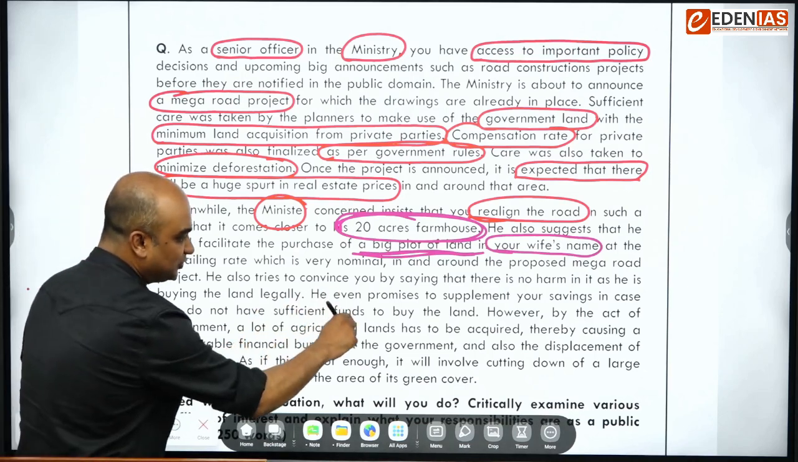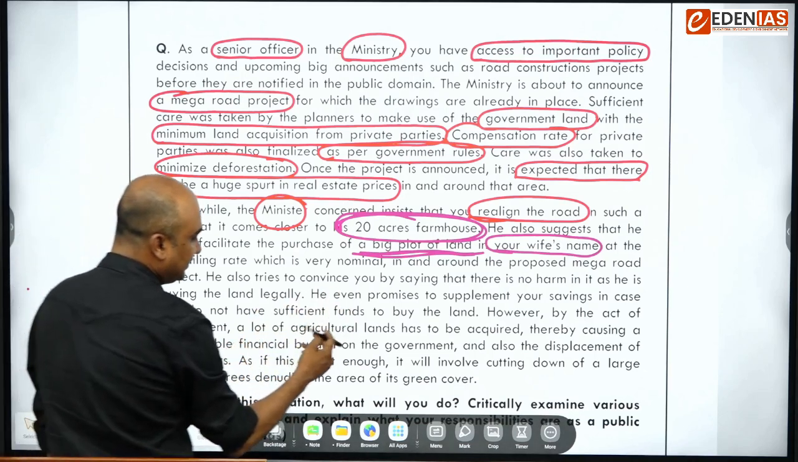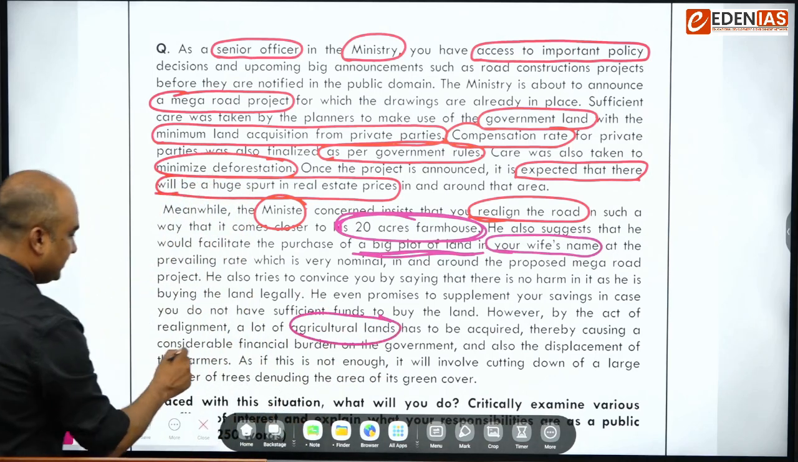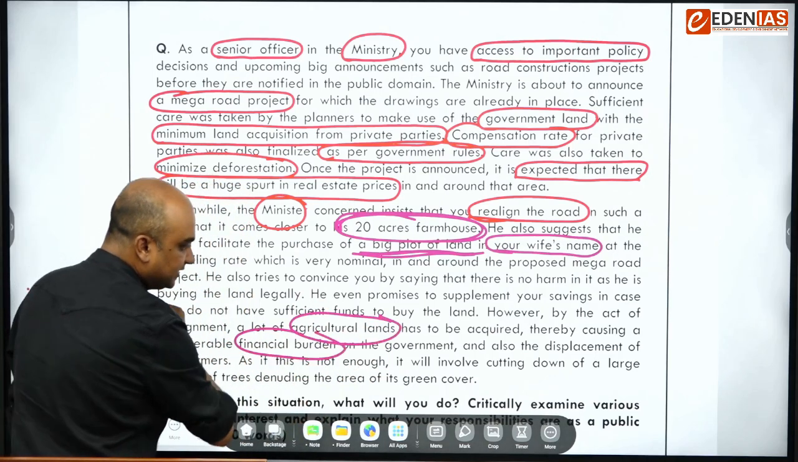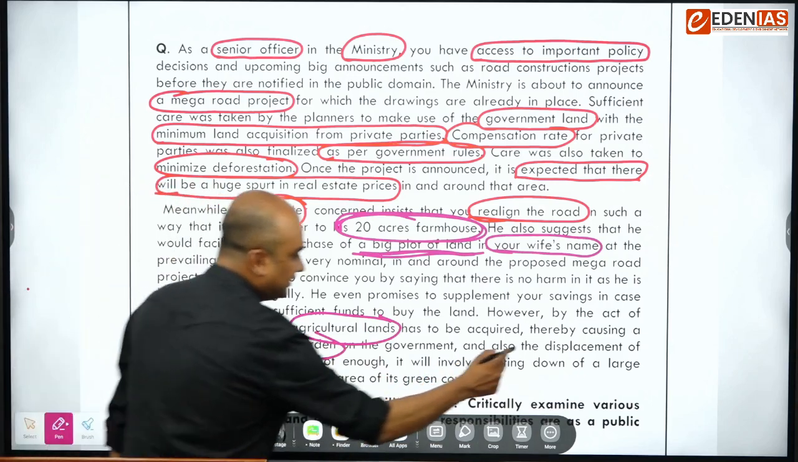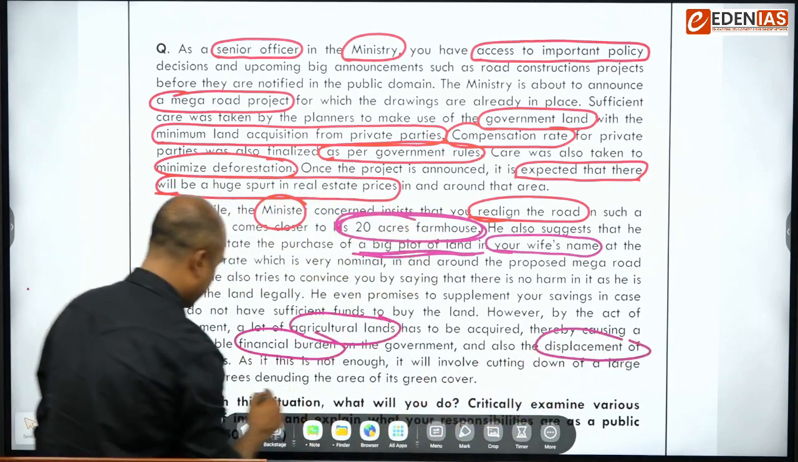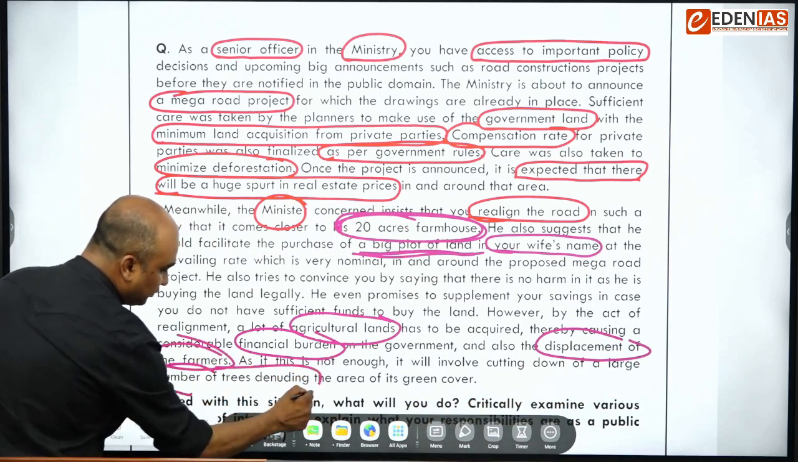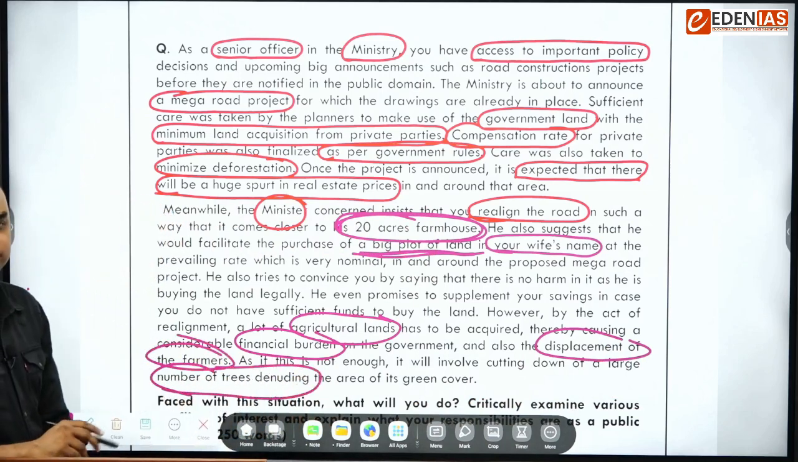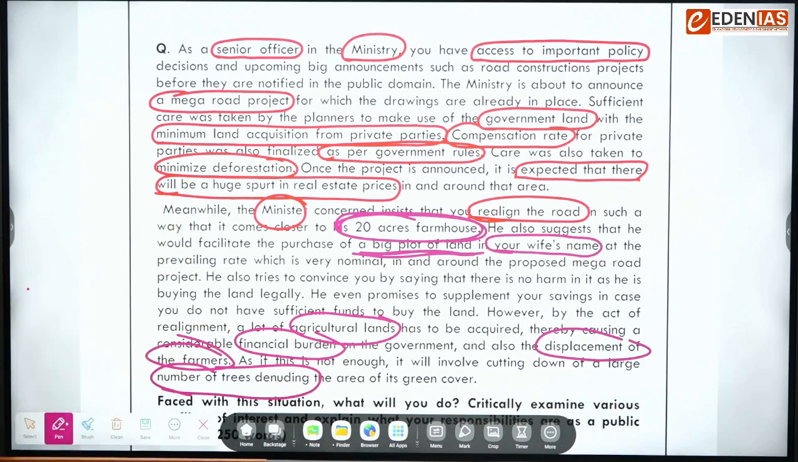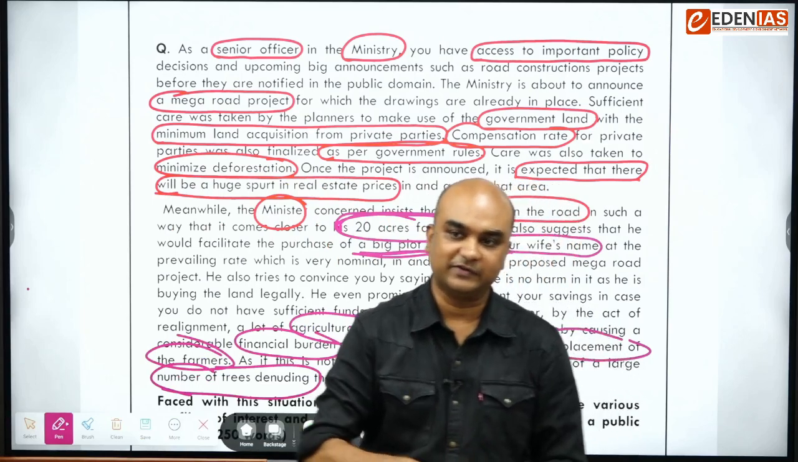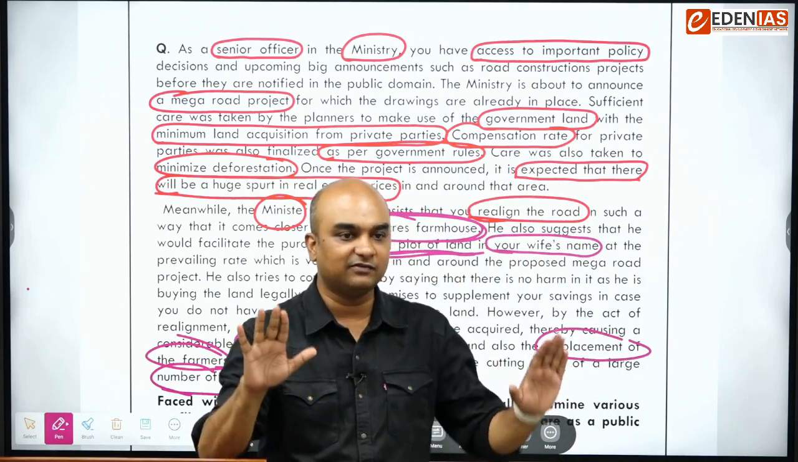But if you have to do this, what would happen? Agricultural land has to be acquired, there is a financial burden on the government, a number of farmers are displaced, and trees have to be cut down. So these are the facts of the case. Now you come up with your answers. What have you thought of? Raise your hands and speak so that we can have a meaningful discussion.